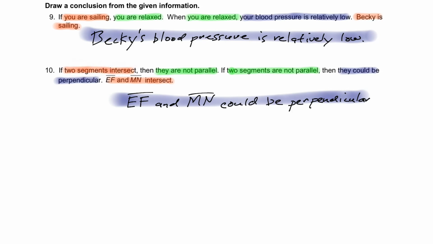Two segments intersect, and it tells you that these two segments, segment EF and segment MN, intersect. Well, then all you have to do to finish the conclusion is just add on this blue part here, that they could be perpendicular. So there you go. You've got these two segments, segment EF and segment MN. They could be perpendicular.